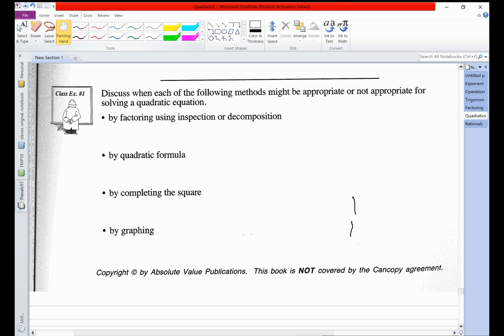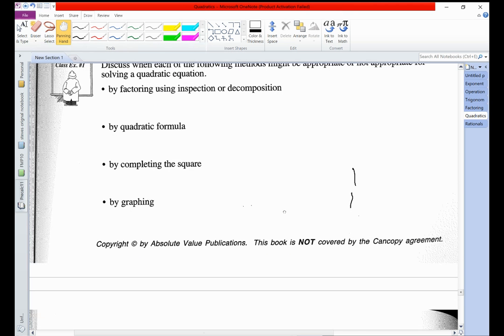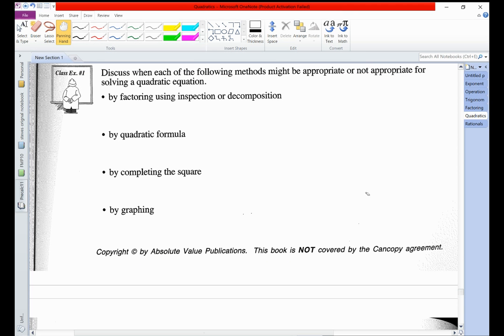Sometimes it doesn't let me scroll with my finger. It mistakes it for a pen, which is super weird. All right, here we go.